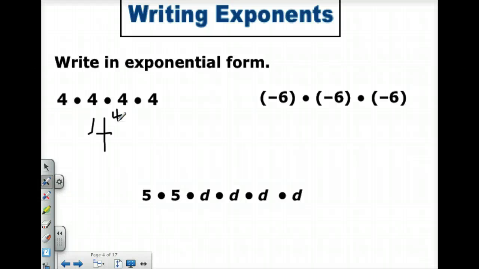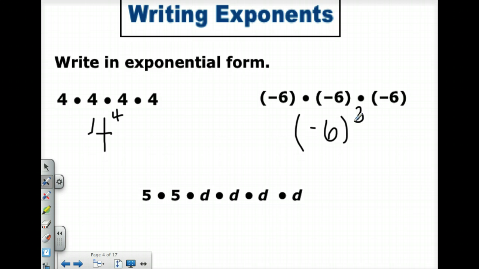Your second question, we have negative 6 times negative 6 times negative 6. Notice the parentheses. We're going to make sure we use them. That's (-6). Count how many negative 6's you see: to the third power.